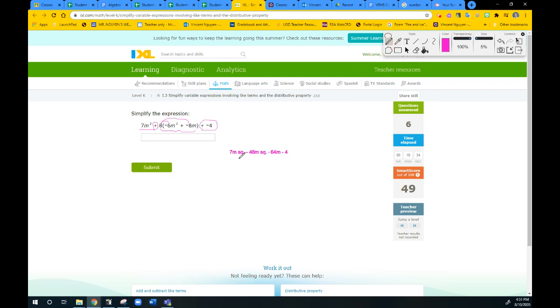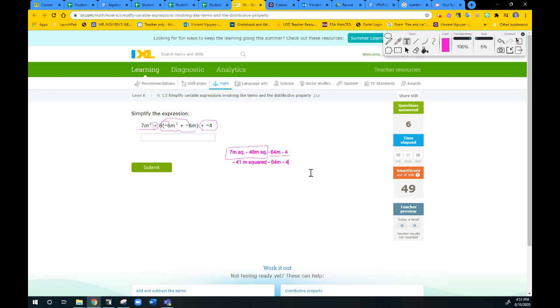Okay, so that's a lot right there. So let's just talk about like terms. So these are like terms. Why? Because they have m squared, m squared. These and these are not like terms, so they're separate, right? So my final solution would be 8 and 7 minus 48, which gives me negative 41 m squared. I'm just going to go ahead and write down the word squared for you. All right, and then minus 64m and then minus 4.